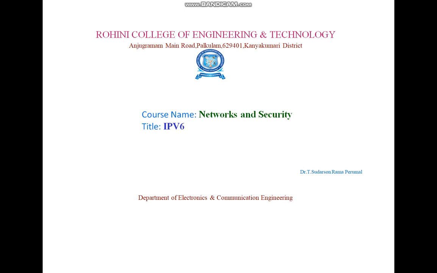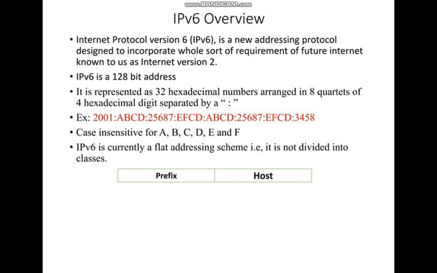Today we are going to see about the Internet Protocol version 6. So, overview of IP version 6. IP version 6 is a new addressing protocol designed to incorporate the whole set of requirements of the future Internet, known as Internet version 2. IP version 6 uses 128-bit addresses.